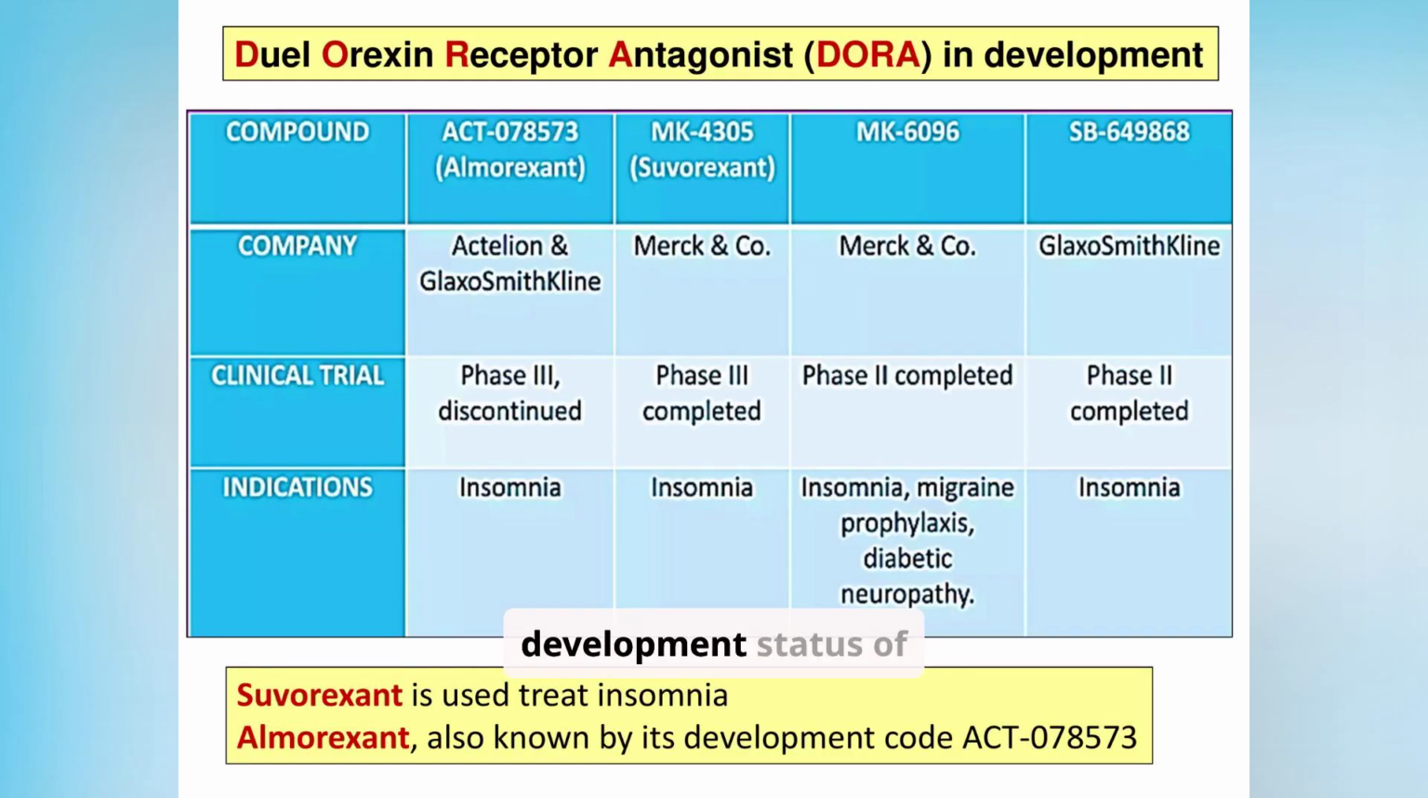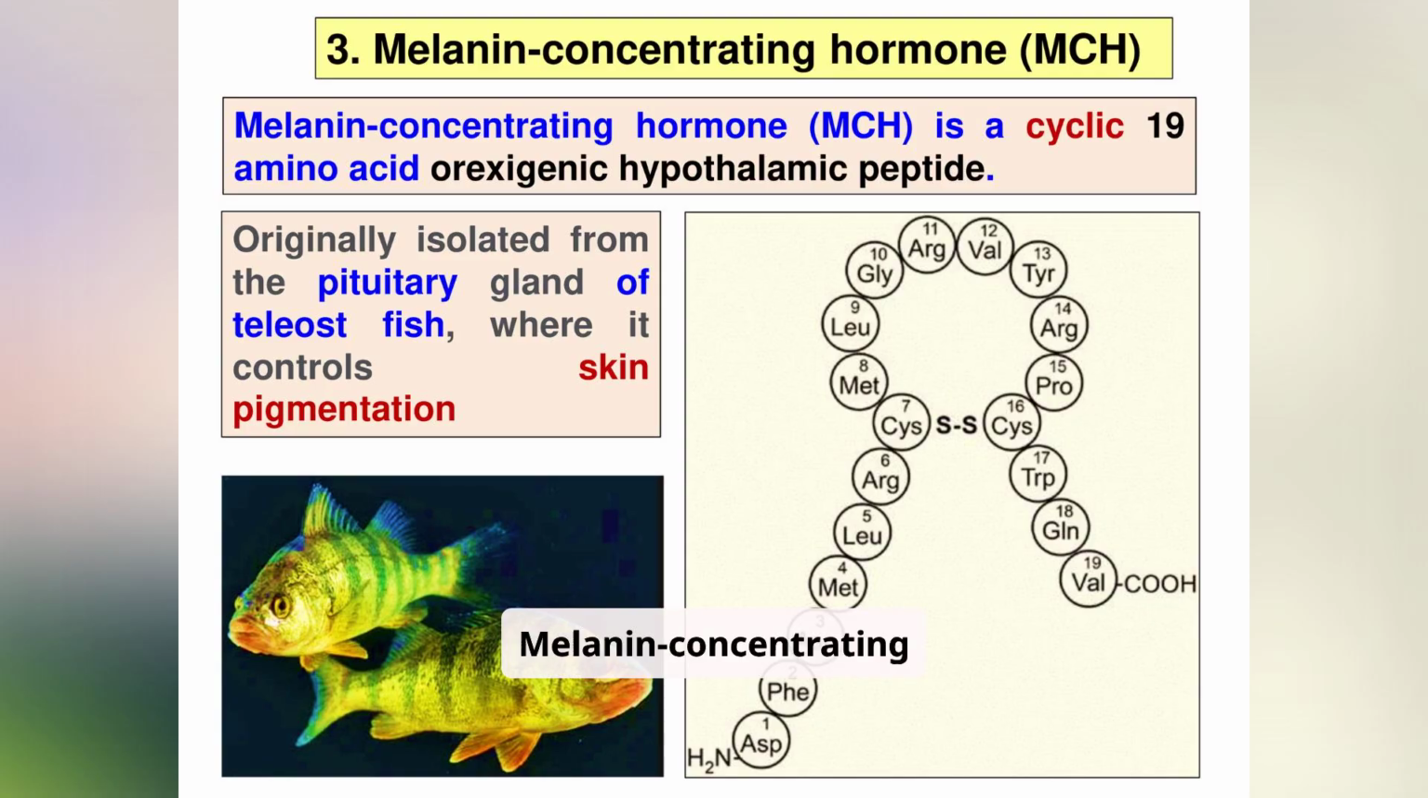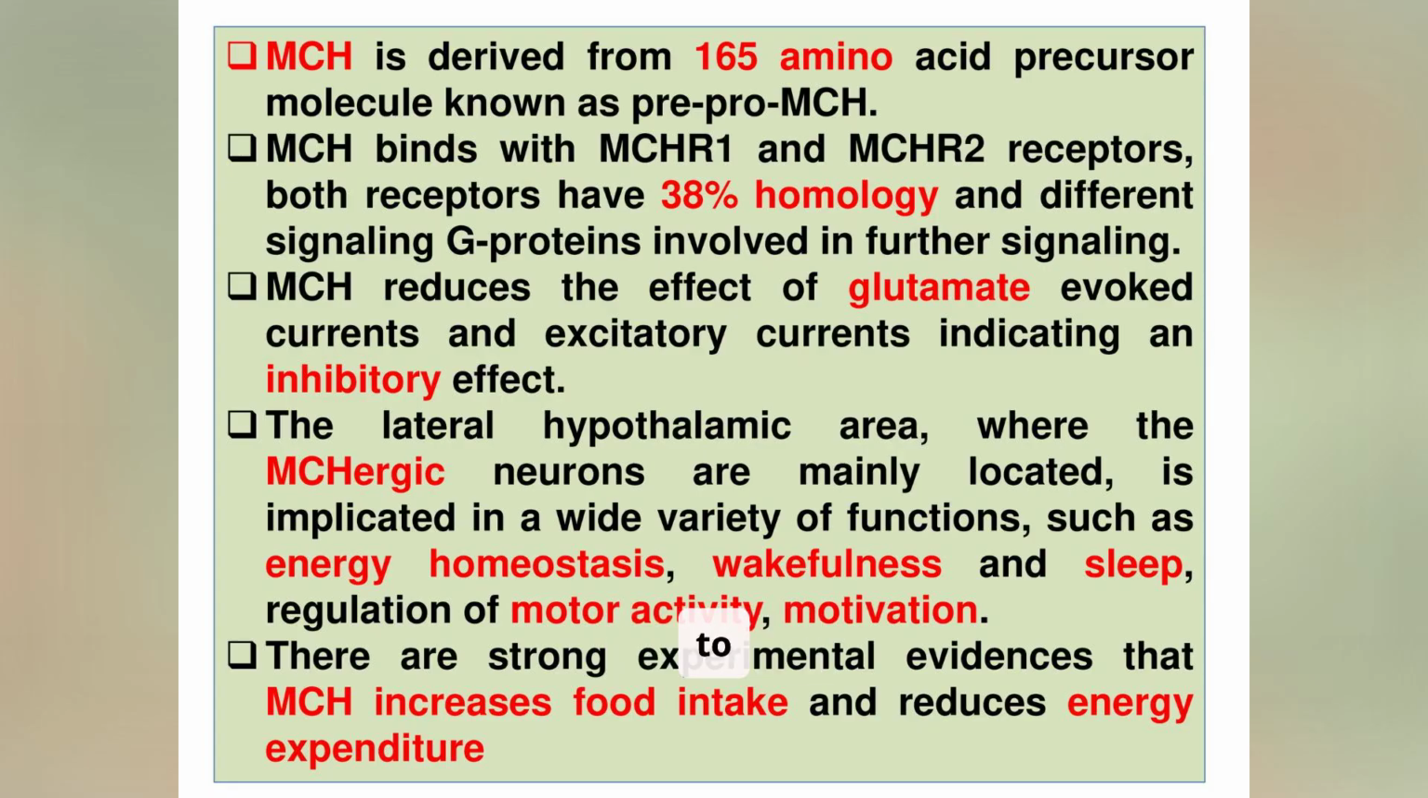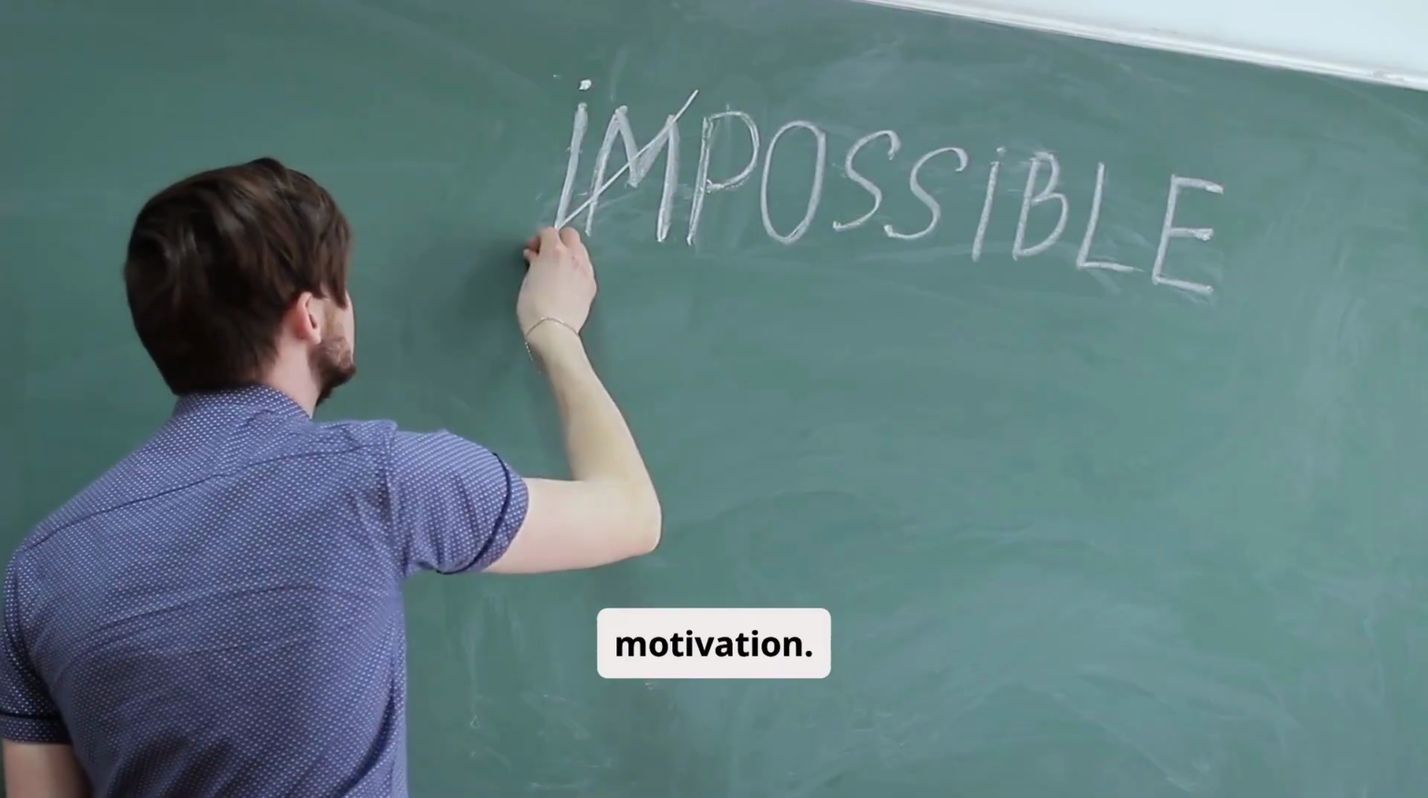This table summarizes the development status of several dual orexin receptor antagonist, DORA, compounds, such as suvorexant, which is used to treat insomnia. Melanin-concentrating hormone, MCH, is a cyclic 19 amino acid orexigenic hypothalamic peptide, originally isolated from the pituitary gland of teleost fish. MCH binds to MCHR1 and MCHR2 receptors, reduces the effect of glutamate, and is implicated in energy homeostasis, wakefulness, sleep, motor activity, and motivation.